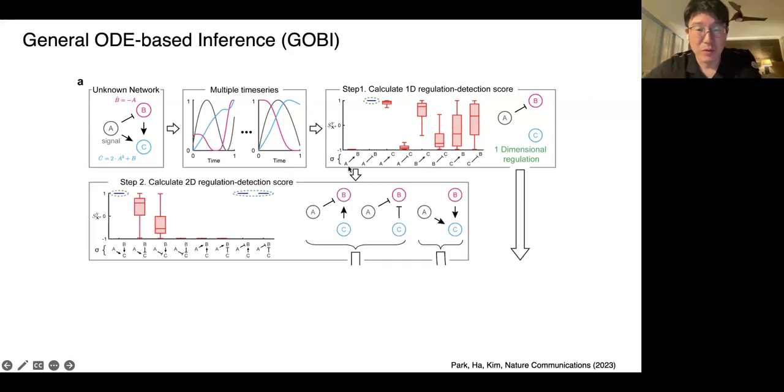Then we can do a similar thing. We check all possible two-dimensional regulations. You can see that there are 3 different types of regulation: A and B both positively regulate C, A has a negative regulation on B, and C has a positive regulation.